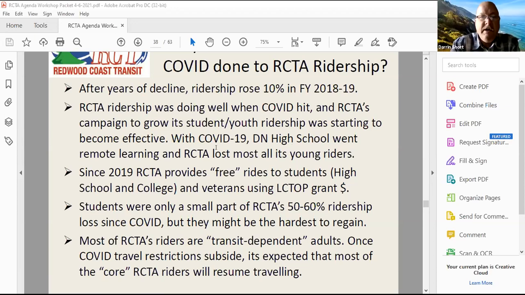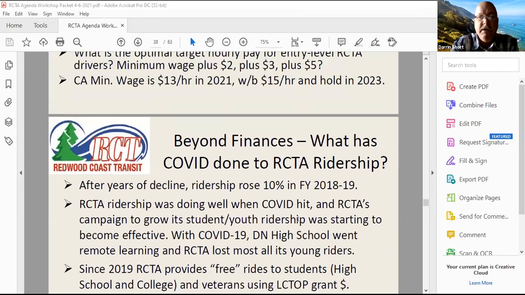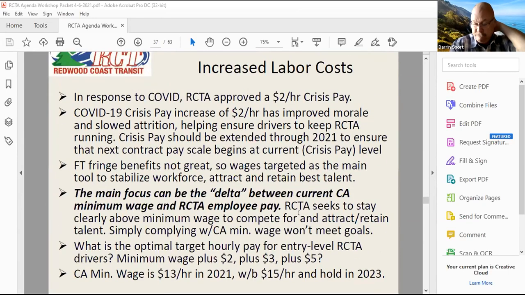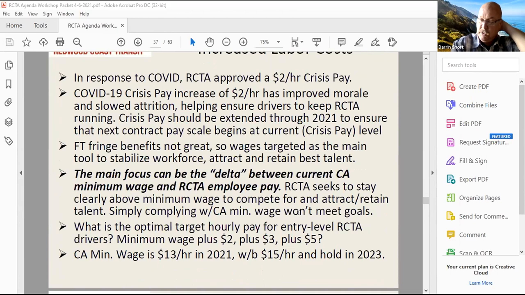Hey, Joe, if I could just chime in on that last slide, if you want input from this group. I know talking to employers that employ truck drivers, they're having a very, very hard time finding competent employees, people who can pass a drug test.